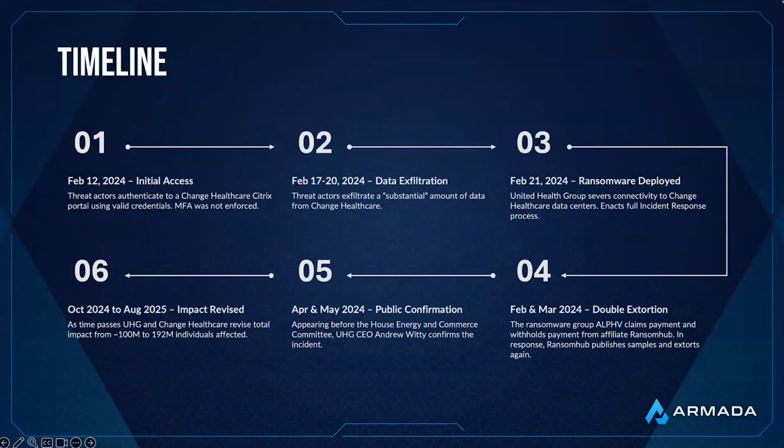And it all started with an Infostealer, right? It all started with an Infostealer. If we look at the timeline of this particular attack, on February 12th, we know that threat actors authenticated to that Citrix portal that we mentioned. Again, MFA was not enforced. Between February 17th and 20th of 2024, they exfiltrated again a substantial amount of data.